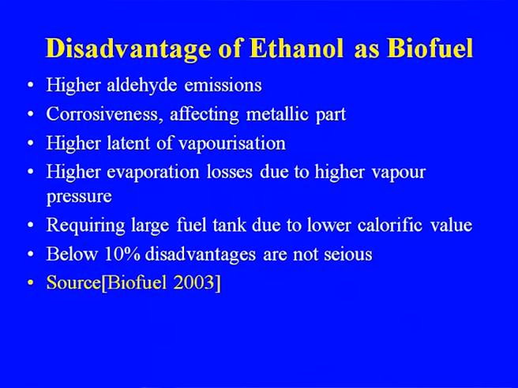Disadvantages of ethanol, because there has been a lot of discussion on ethanol as a biofuel. Again, that will be discussed when discussing the importance of ethanol as a biofuel. But these are some of the disadvantages which have created problems in utilization of ethanol as a biofuel: higher aldehyde emission, corrosiveness, higher latent heat of vaporization, higher evaporation loss, requiring a large fuel tank due to the lower calorific value. Below 10%, these disadvantages are not serious, because normally a 5 to 10% blending of ethanol has been recommended.